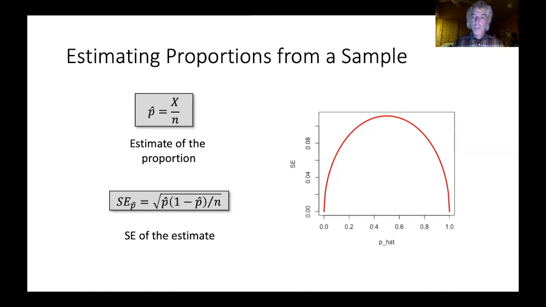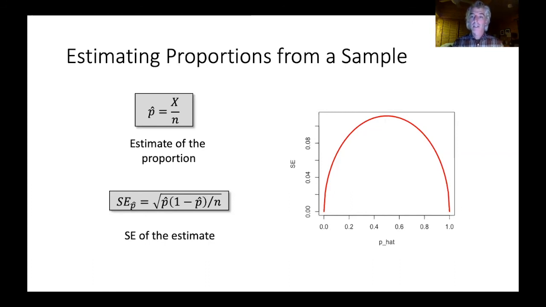Now, for proportions, they have limits on what the value can be. A proportion can't be less than 0, and it can't be greater than 1. It has to be between 0 and 1. And you can see that as our estimate of the proportion approaches either 0 or 1, our standard errors are shrinking down really small and getting very, very close to 0. Okay? Whereas when our estimate of the proportion is close to 0.5, that's when our standard error around that estimate is the greatest.